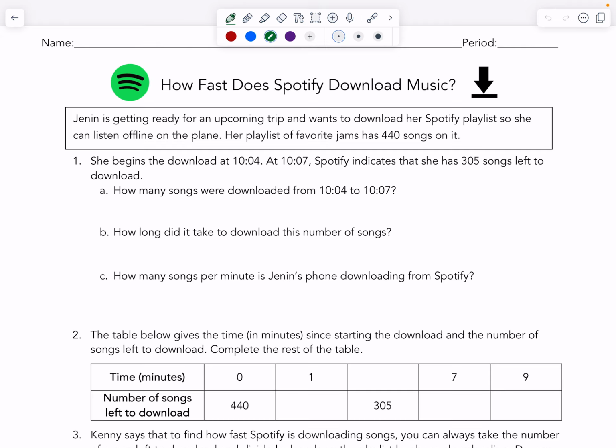Okay, so she begins downloading at 10:04, and at 10:07, Spotify indicates that she has 305 songs left to download. How many songs were downloaded between that time? So go ahead and pause the video. All right, so the change in the number of songs is equal to 440 minus 305, which is 135 songs.